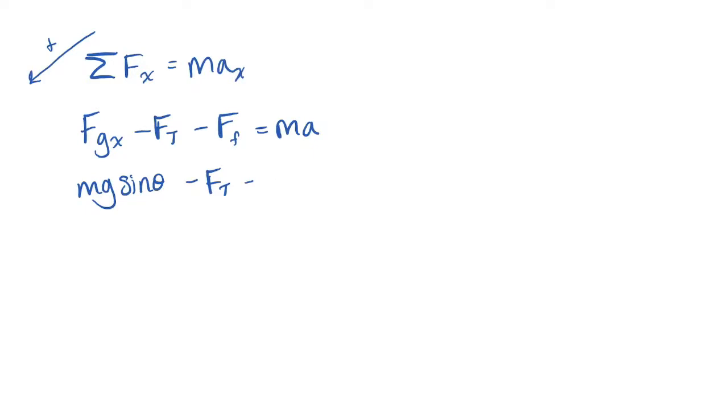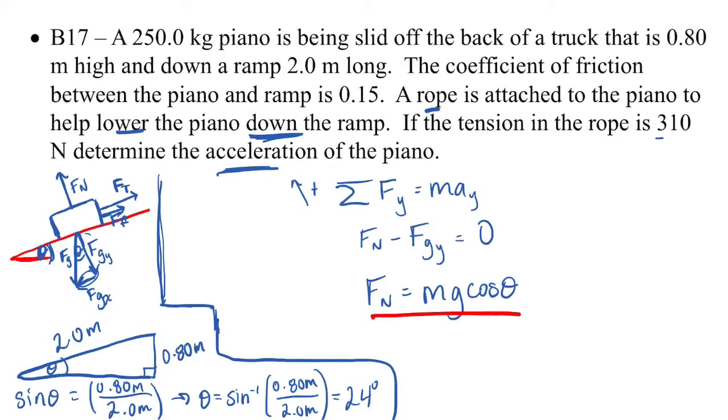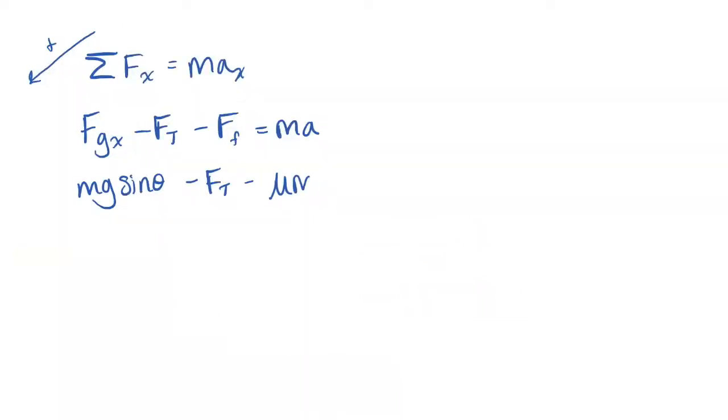Which furthermore, we already know Fn. We found that, didn't we? So let's just go right to what we know it is. Mu Fn, which we figured out. Fn is mg cos theta.